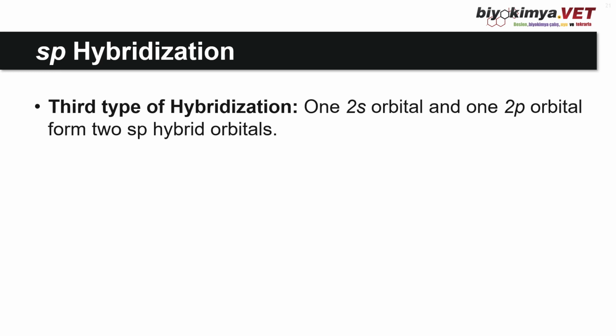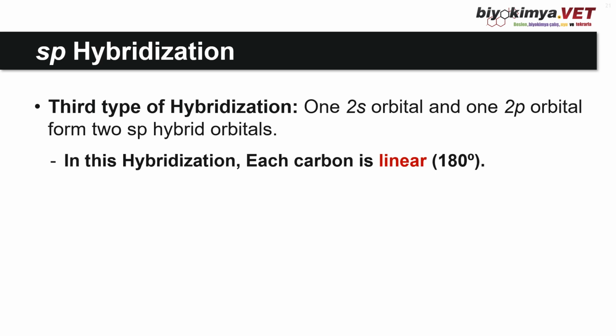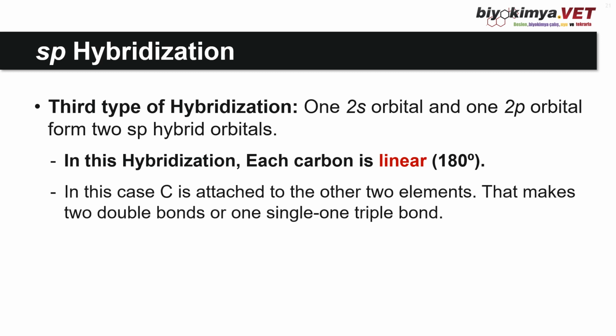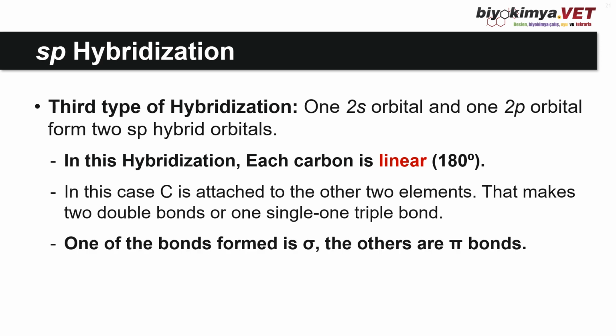And let's continue with sp hybridization, a third type of hybridization. One 2s orbital and one 2p orbital form two sp hybrid orbitals. In this hybridization, the carbon is linear, and there's an angle of 180 degrees. In this case, carbon is attached to two other elements. That makes two double bonds, or one single and one triple bond. And one of the bonds is a sigma bond, the others are pi bonds.